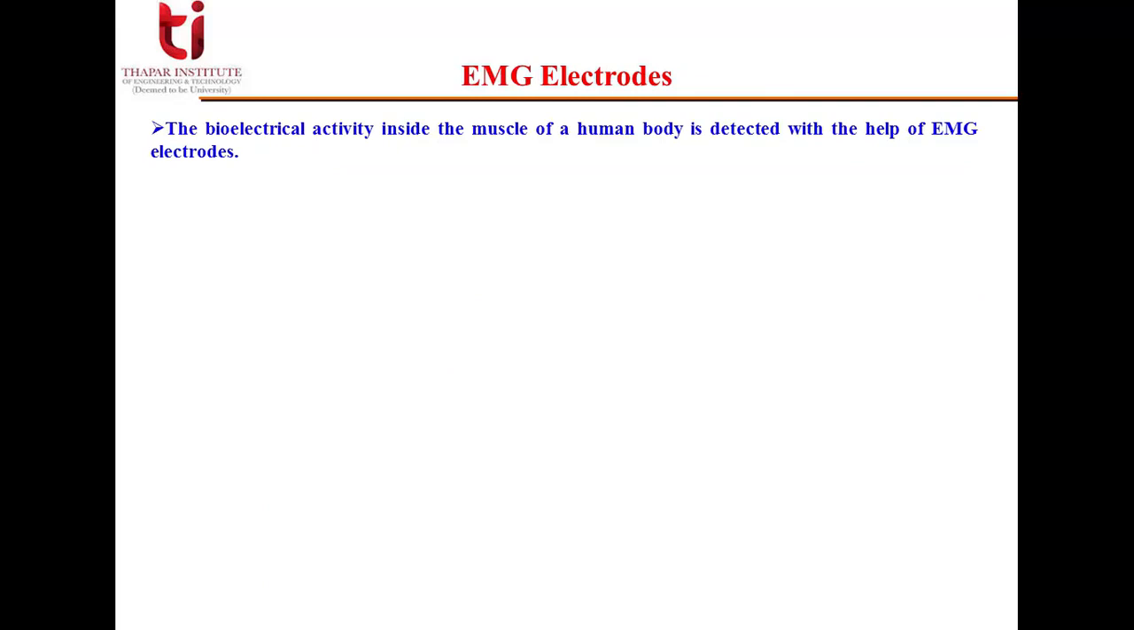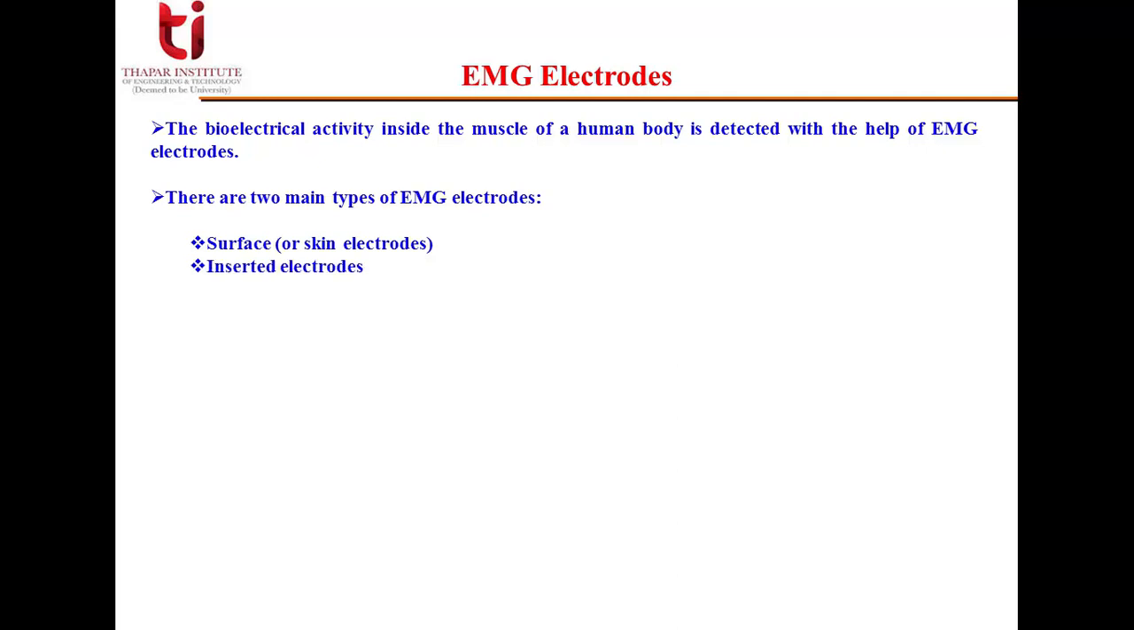The bioelectrical activity inside the muscle of the human body is detected with the help of EMG electrodes. There are mainly two types of EMG electrodes: the surface or skin electrodes, and the inserted electrodes. Further, inserted electrodes can be needle electrodes and fine wire electrodes.